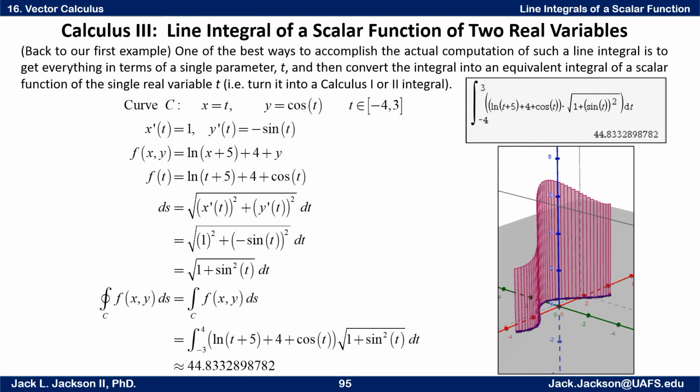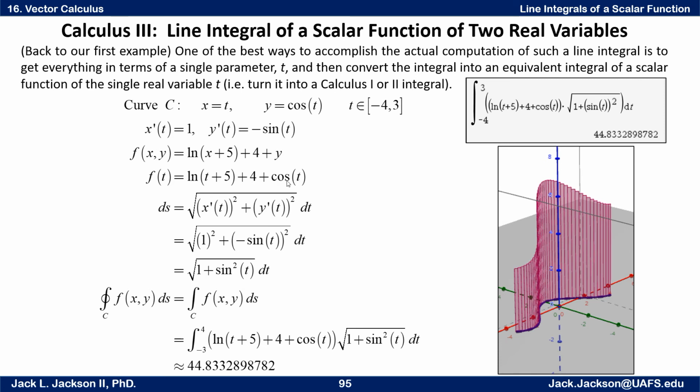Now our function, which was our surface, was f of xy is the natural logarithm of x plus 5, in parentheses, plus 4 plus y. Now we can write that as a function of t by changing everything to t's. So x is just t, so this is natural logarithm of t plus 5, and we've got plus 4. y is the cosine of t, so I can substitute that in. So there's our function f.